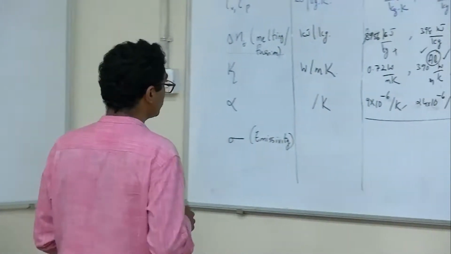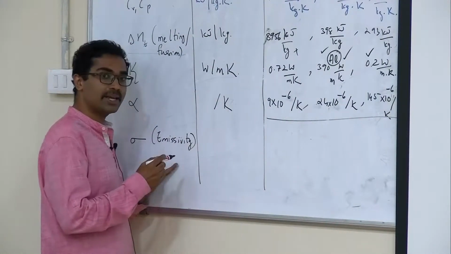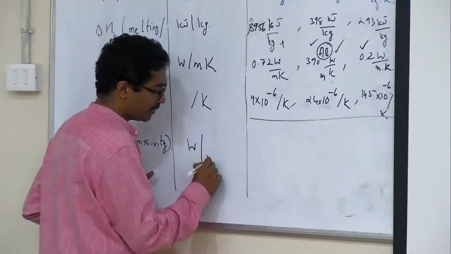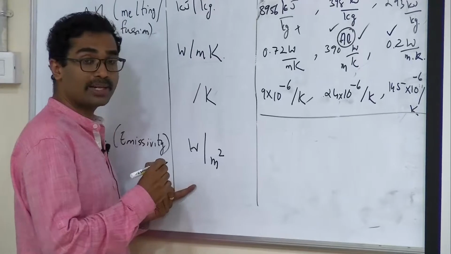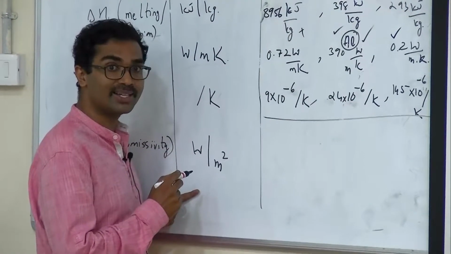You understand? Okay, emissivity. This is the Stefan-Boltzmann constant. Can you give me the sigma value? Watt per... Yes. That's not the only thing, is it? The unit?